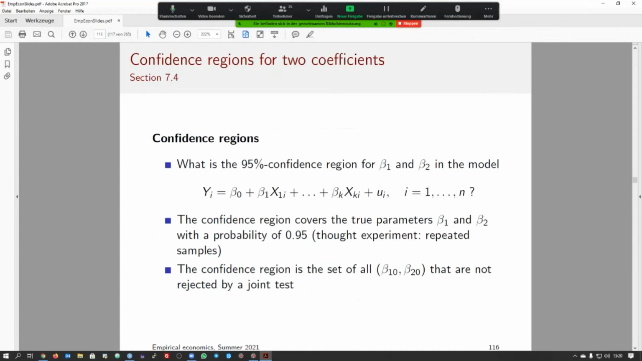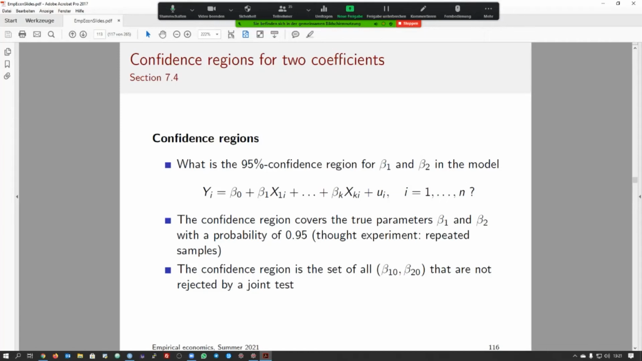Once we did t-tests 2 weeks ago, we also talked about confidence intervals, which we derived from the tests. And we can do a similar thing right now, namely we can think of confidence regions. And the question might be, what might be the confidence region, so no longer just an interval, but a whole region, an area, for beta 1 and beta 2 in our multiple linear regression model.